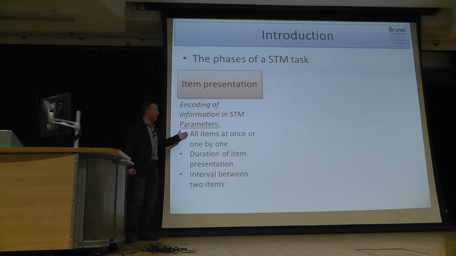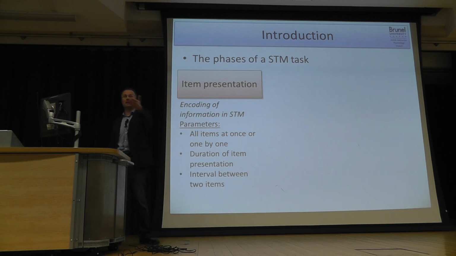For instance, we can present all items at once on a sheet of paper. However, we could use a PowerPoint presentation and present one item after the other. When we do one after the other, we can vary the duration of the presentation. We can show items for a second, a new item every second, or a new item every 3 seconds, which gives you more time to encode the information. We can have a blank interval between two items, which gives you time to rehearse or not. So these are the most typical things we can vary during item presentation, during the encoding stage.